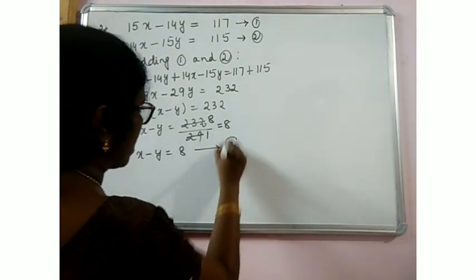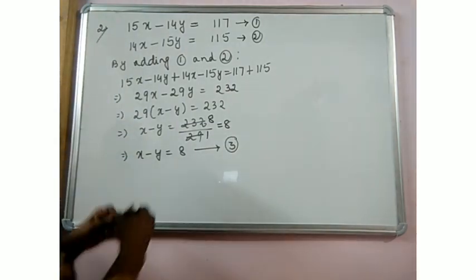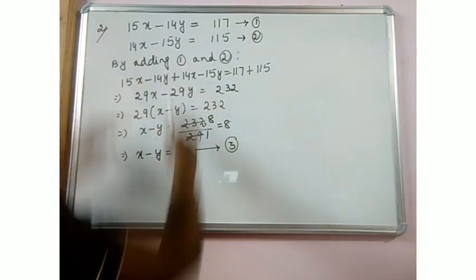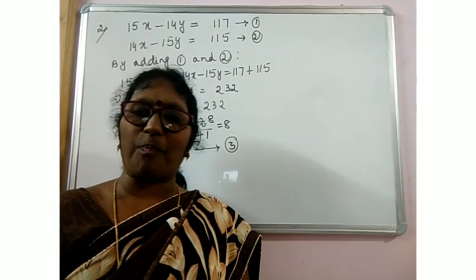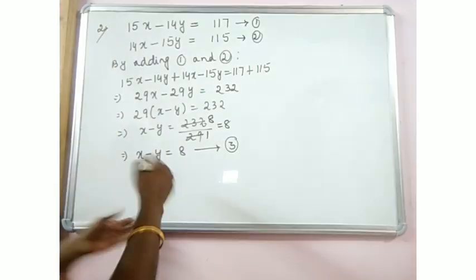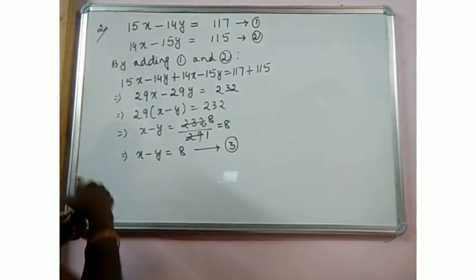Let me take this as the third equation. So when we added these two equations, we got x - y = 8. Is it not a simpler one? Now, let us subtract this equation from this and see.